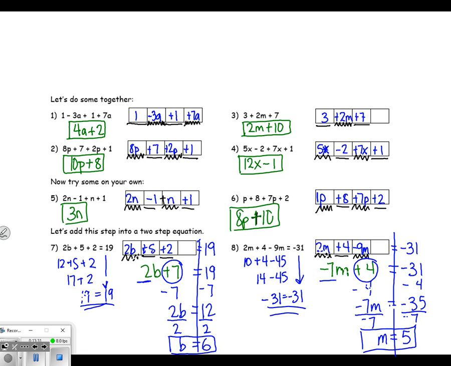You have practice in a separate file. In your practice, in the module, click on the practice. You have, I think, 10 expressions to simplify, and then you have 10 equations to simplify and then solve. And then you have a separate document where you can check your answers.